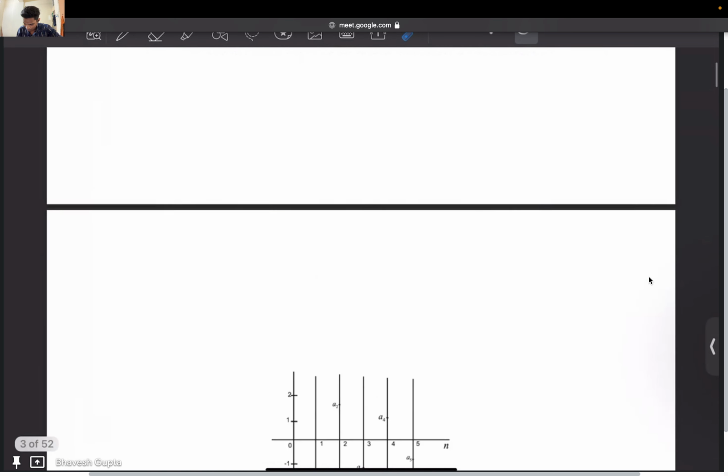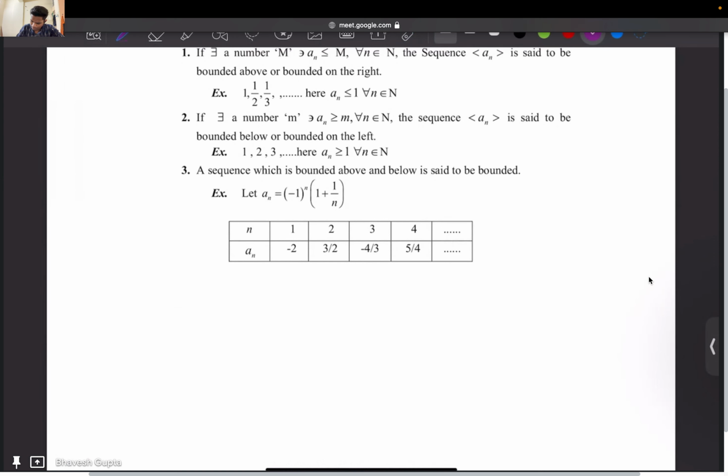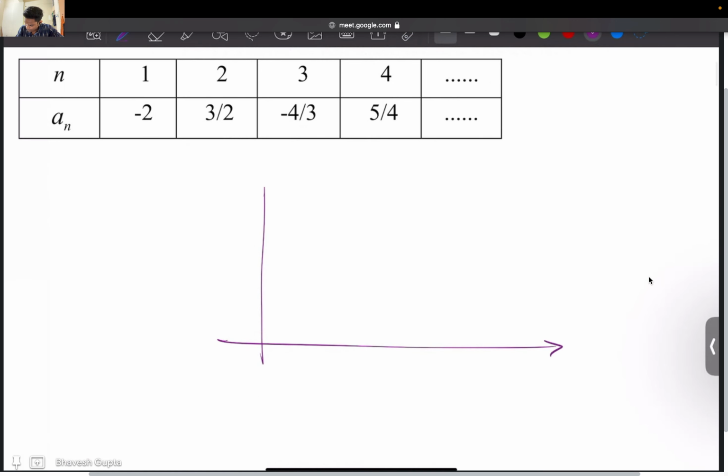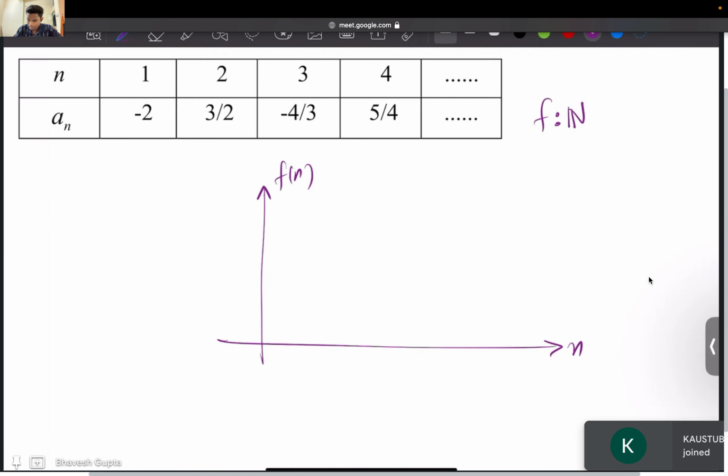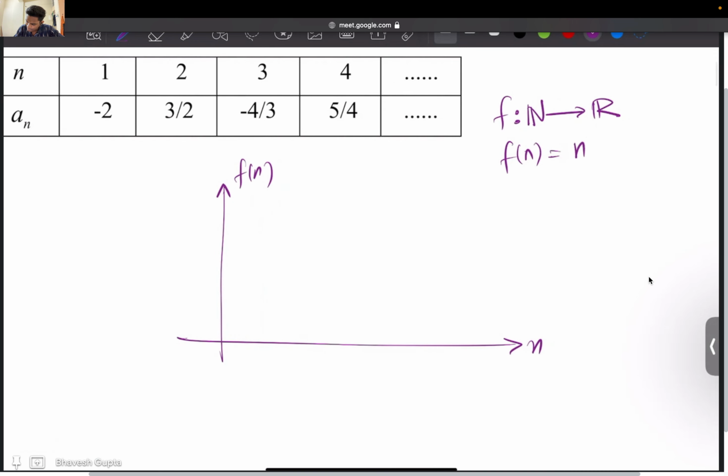So basically, you can always have a map that looks this way. For example, this is your n and this is your f(n) function. What do we see here? We see that there is a function f which maps natural numbers to the real numbers. This function takes integers and maps them to some real number. For example, in this case, let's say n squared.